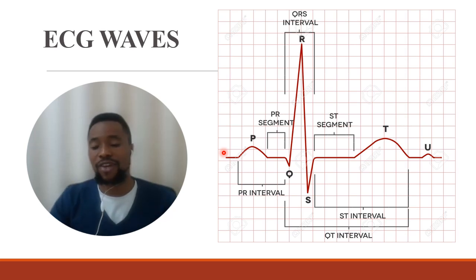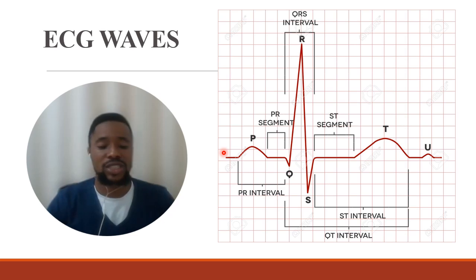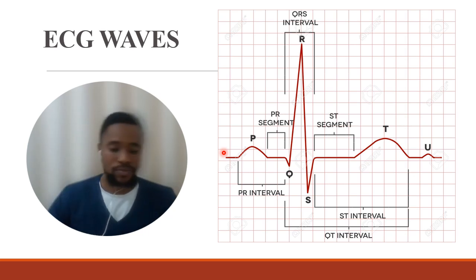Now, V4, V5, and V6 are placed at the fifth intercostal space. Those are the chest leads. They are unipolar leads. Now, the other 6, which are lead 1, lead 2, lead 3, AVR, AVL, and AVF, are called limb leads. So these limb leads are what you generate from your limbs.